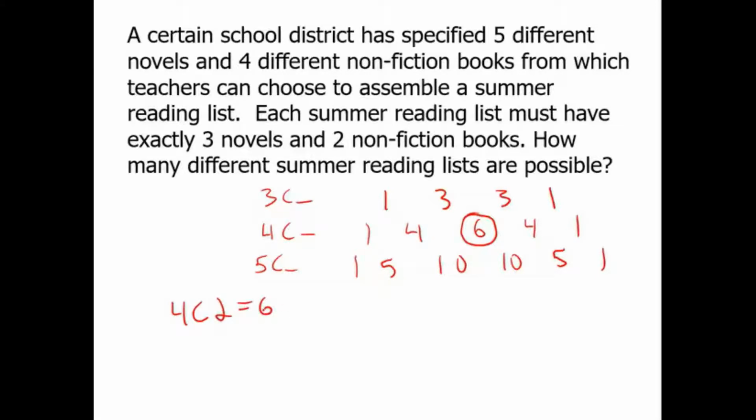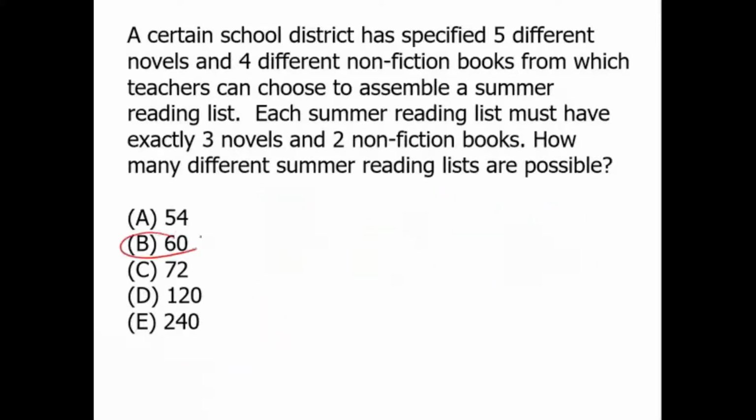We want 5 choose 3. 5 choose 0, 1, 2, 3. 5 choose 3 is 10. And then we just multiply those. 6 times 10 is 60. And so we select 60, answer choice B, as our answer.